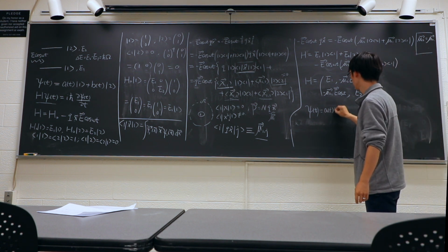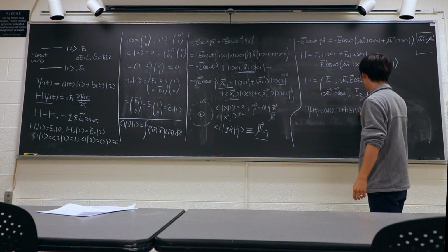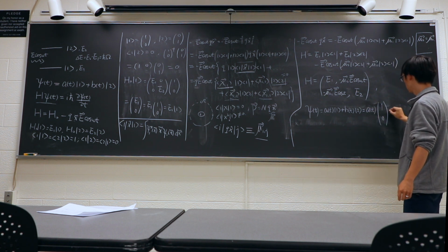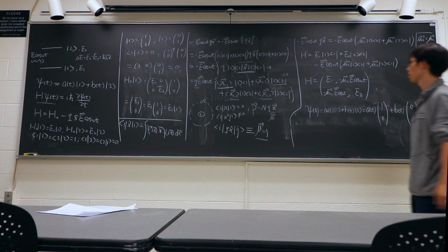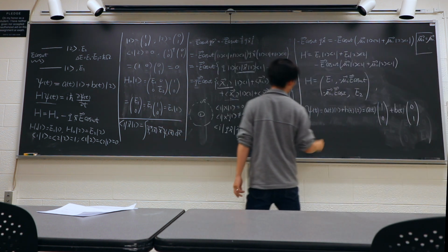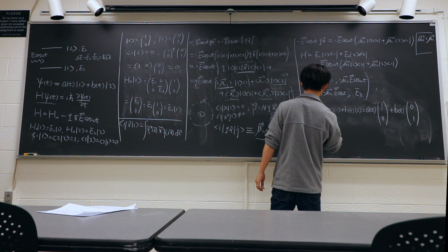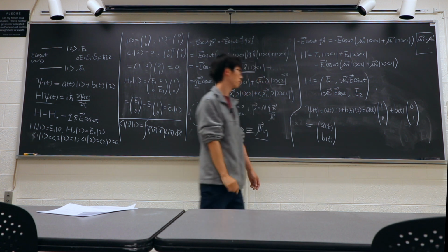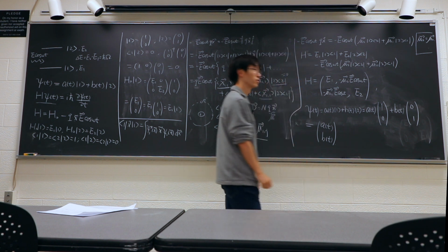A(t) |1> plus B(t) |2>. And we know |1> is (1, 0). |2> is (0, 1). Right? We know this. Showing here. And then we get, so this is our wave function now.